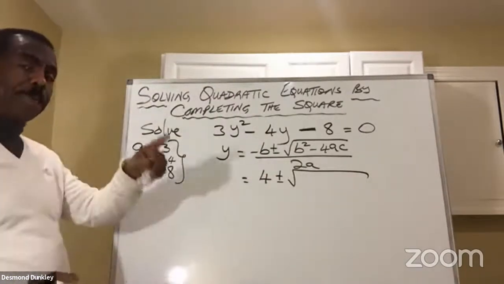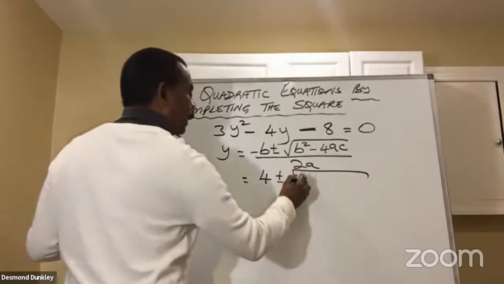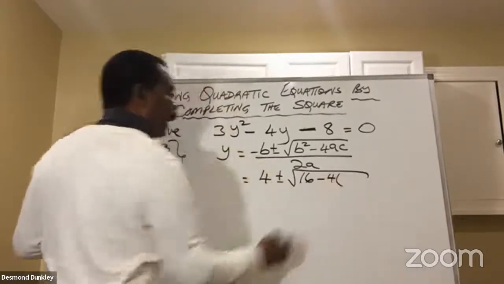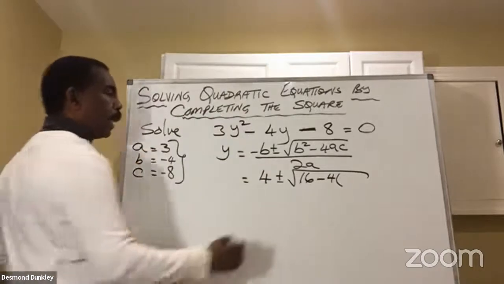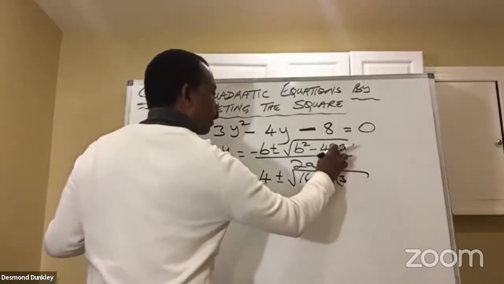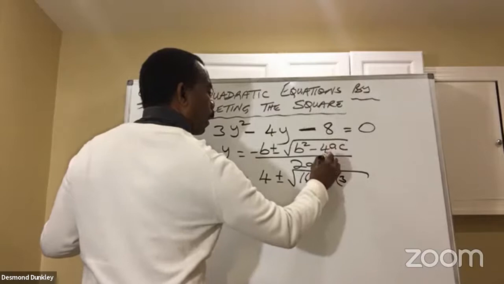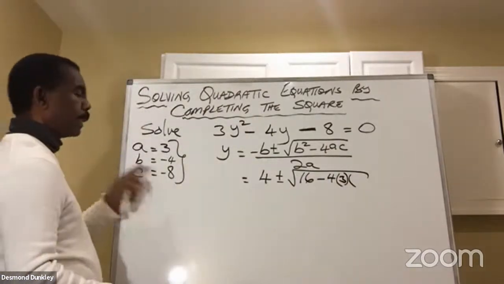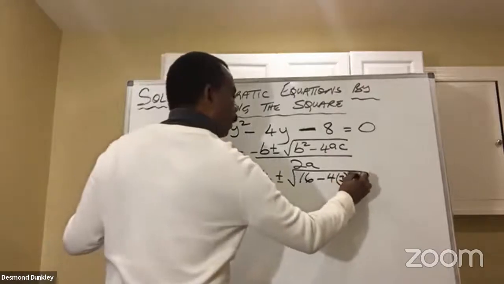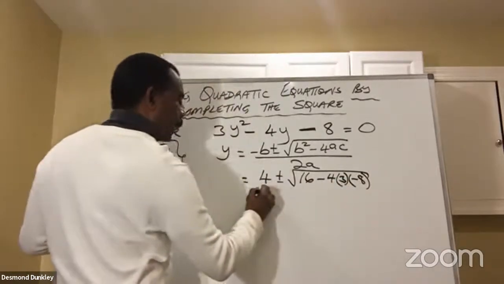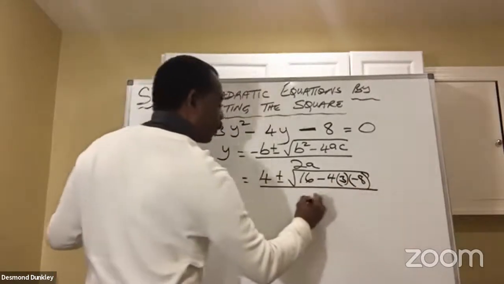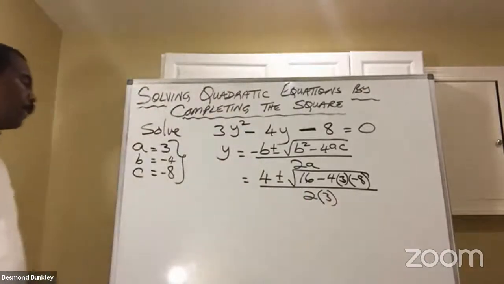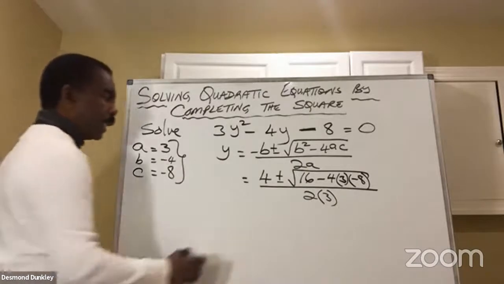Negative 4 times negative 4 is 16. Minus 4 times a. What is a? a is 3. And what is c? c is negative 8. And it's all of that over 2 times a, 2 times 3. Let's keep going.